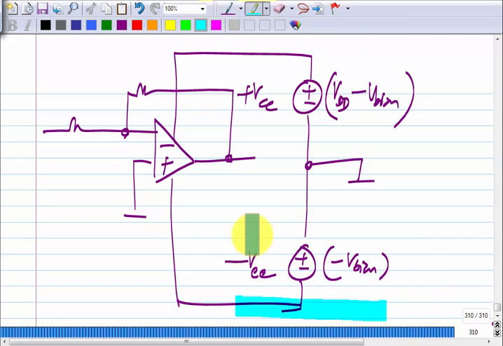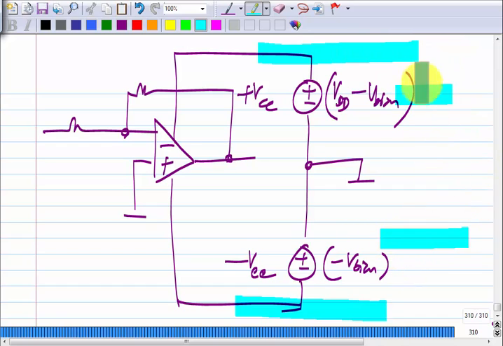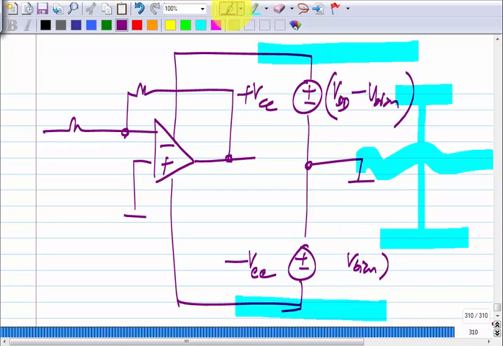if this is minus VEE and if this is plus VCC, both the common mode and the output swing limits will be somewhere within that, which will include 0. Okay. So it is just that you operate an op amp with a dual supply, so that 0 is part of the swing limits, that is all. Okay. Sign of the? Yeah. So actually this is V bias.